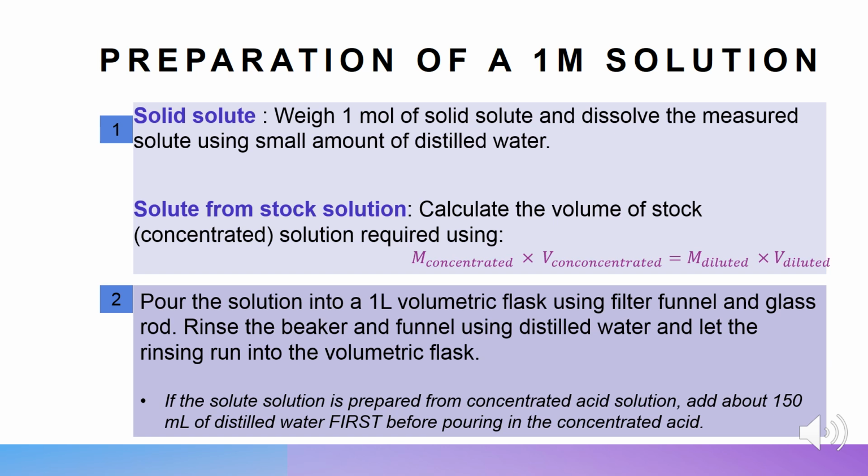If it involves transferring concentrated acid, make sure to fill the volumetric flask with distilled water, roughly around 150 ml, before you pour the concentrated acid. Always add a small amount of acid into a large volume of water. Rinse the beaker and filter funnel with distilled water to make sure all the solute is transferred into the volumetric flask.